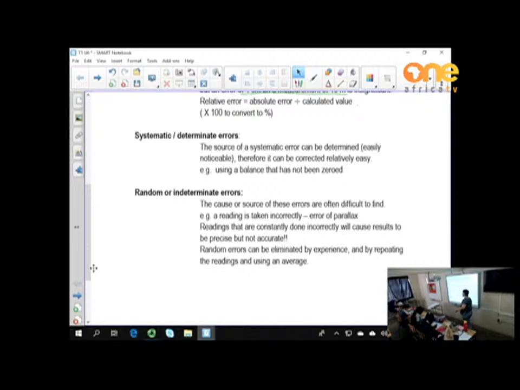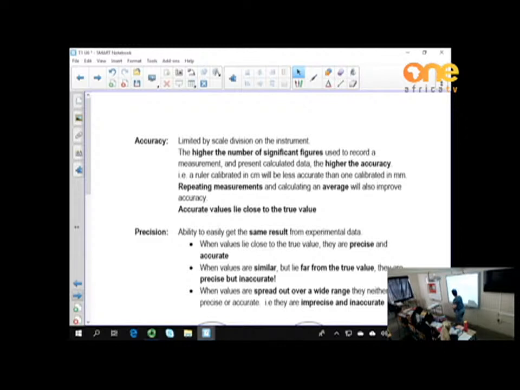Random or indeterminate errors, we said, are more difficult to pinpoint. We don't really know where they lie. Sometimes we've just taken a reading incorrectly. Sometimes you just didn't concentrate and you made an error. Random or indeterminate errors.